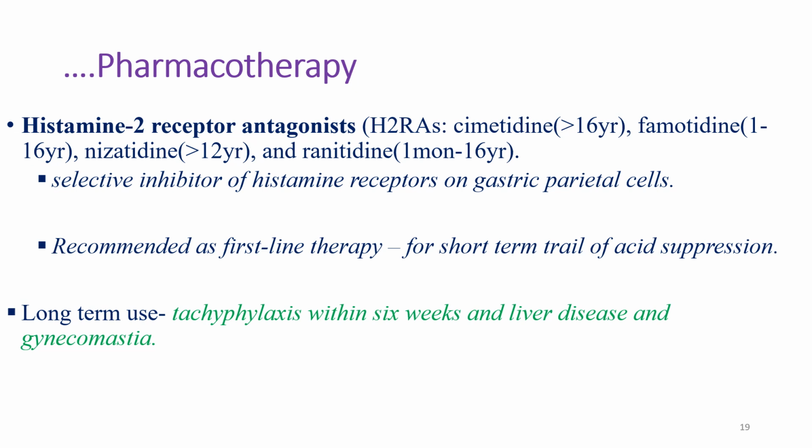The other is histamine 2 receptor antagonist: cimetidine, famotidine, nizatidine, ranitidine, and the like. They are a selective inhibitor of histamine receptor on gastric parietal cell. They are recommended as a first-line therapy for short-term trial of acid suppression. But for treatment, proton pump inhibitors are recommended. For trial, H2 receptor blockers.